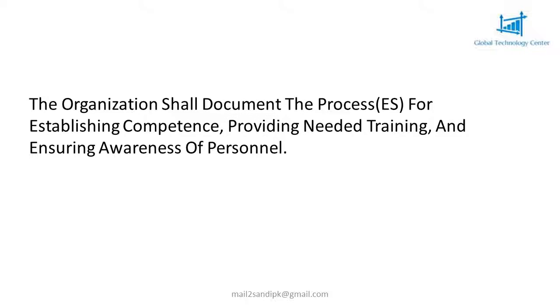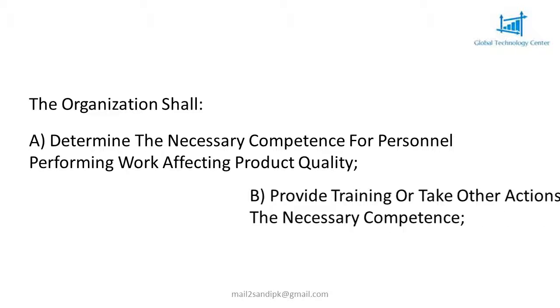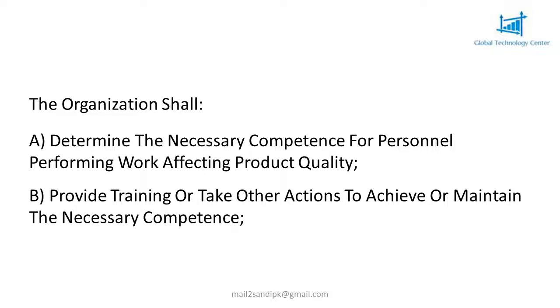The organization shall document the process for establishing competence, providing needed training, and ensuring awareness of personnel. The organization shall A. Determine the necessary competence for personnel performing work affecting product quality. B. Provide training or take other actions to achieve or maintain the necessary competence.